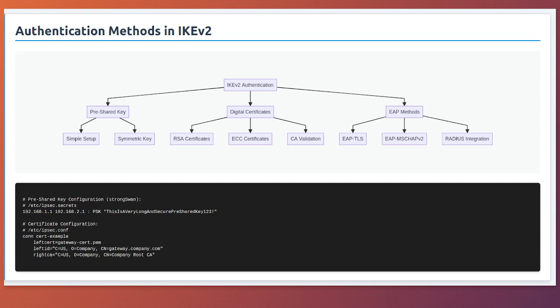In cloud environments, certificate-based authentication is increasingly important. Cloud providers like AWS and Azure use certificates for VPN connections, allowing automated certificate rotation and centralized management. Understanding how to properly deploy and manage certificates is becoming essential for cloud network engineers.